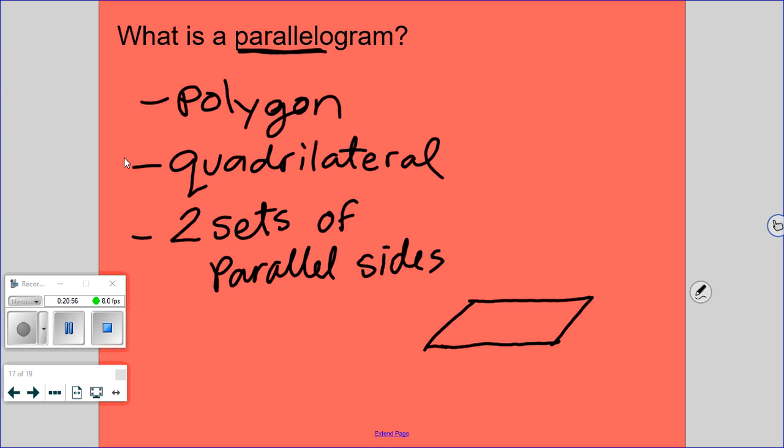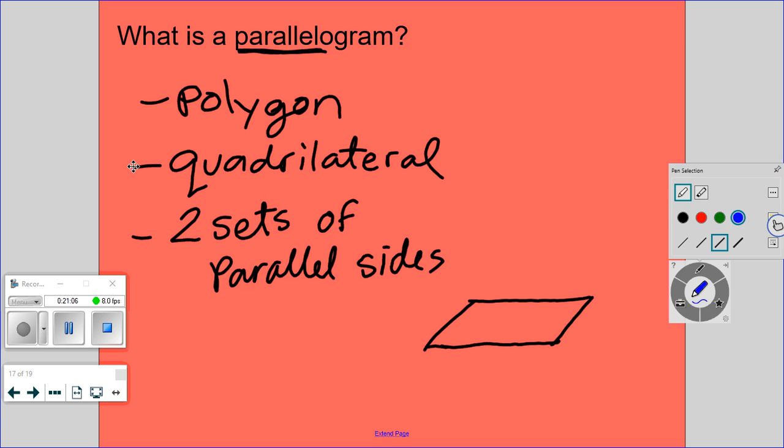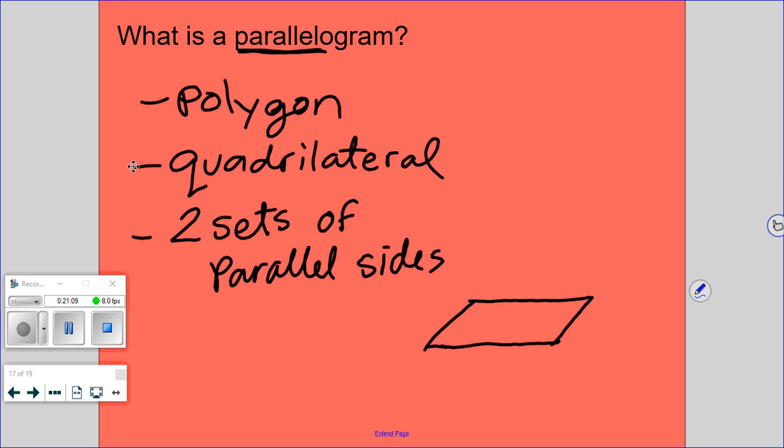Show me with your arms where some parallel sides are in this shape. We have a couple of options. Alright, I see quite a few of you doing our diagonals. You are correct. If I keep those diagonals going forever and ever, they will not touch. They will not go over each other. They'll stay just like this forever. If it goes over, then it's not parallel. They have to be straight and the same distance.